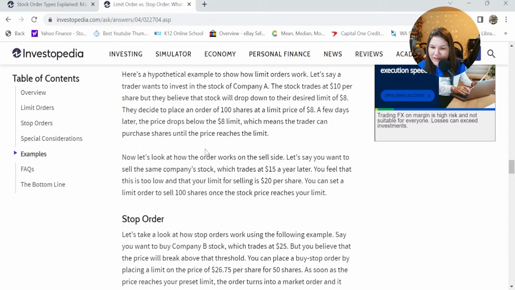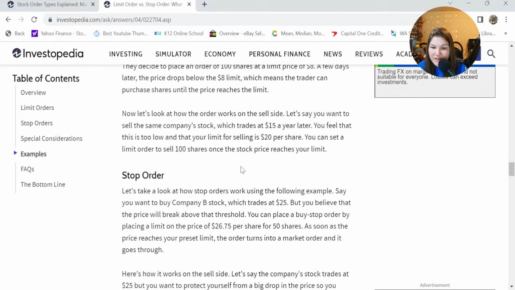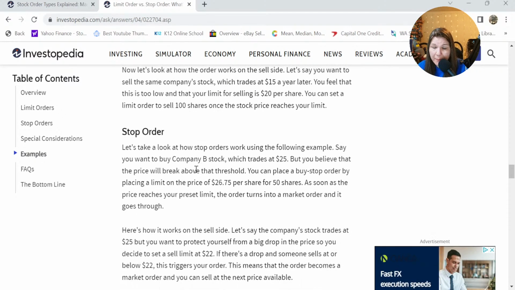Now let's look at how the order works on the sell side. Let's say you want to sell the same company stock, which trades at $15 a year later. You feel that that's too low and your limit for selling is $20 per share. You can set a limit order to sell 100 shares once the stock price reaches your limit.